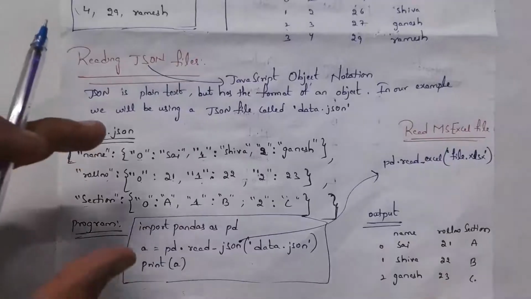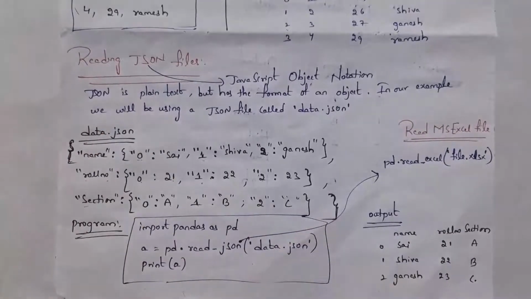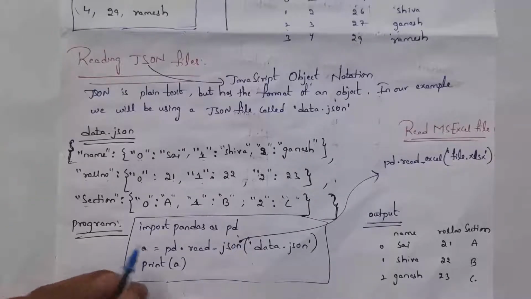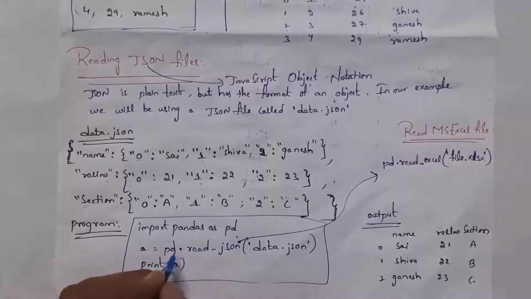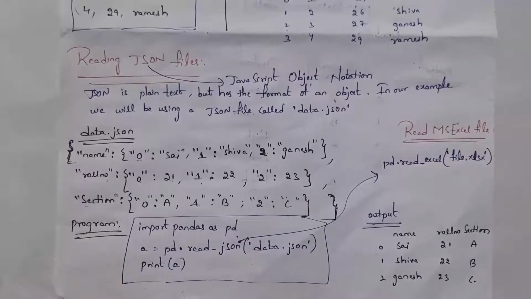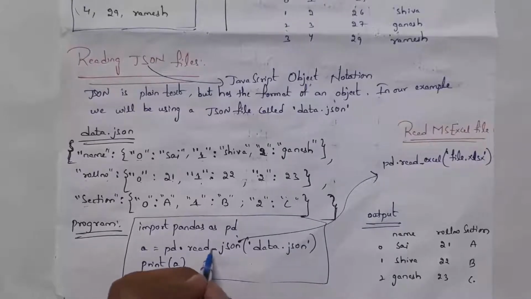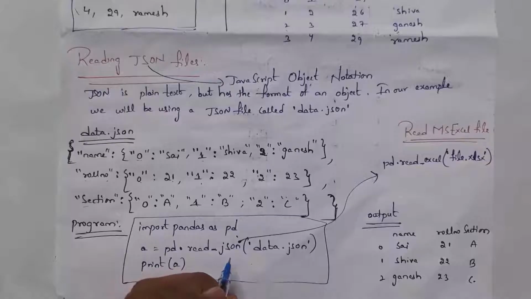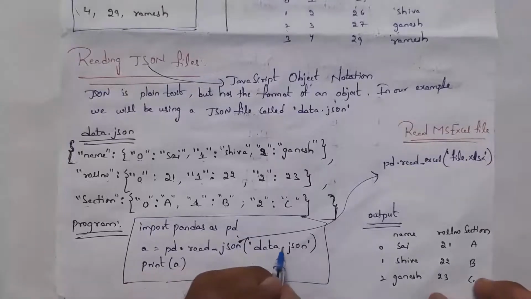Now I want to represent this data in the form of table using Pandas. So this is program. At first I import Pandas as pd, and next I am taking variable a equal to my library name, that is pd dot. Guys, by using read CSV method we can read CSV files. If you want to read JSON files, by using read underscore JSON method you can read JSON files. My JSON file name is data.json.